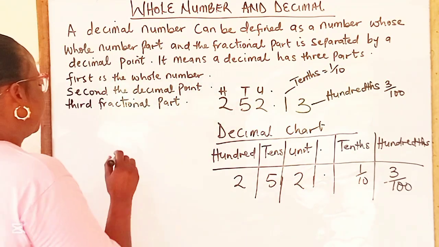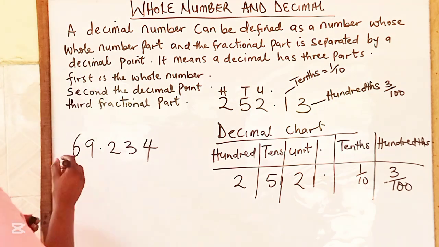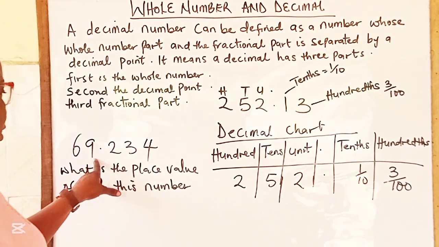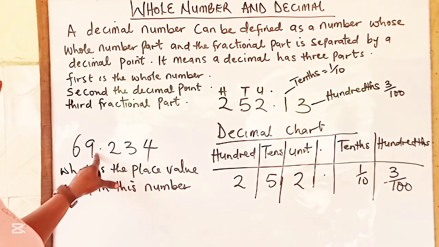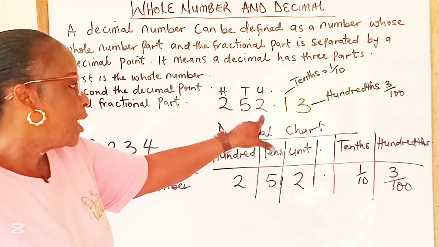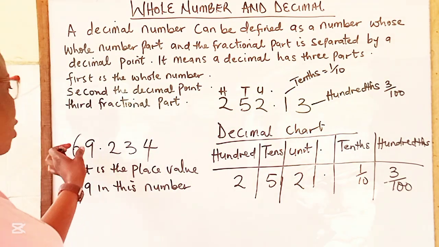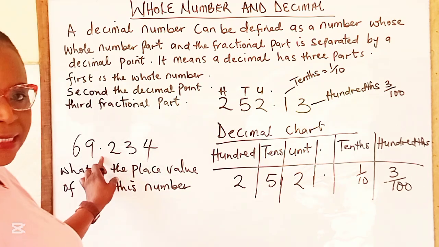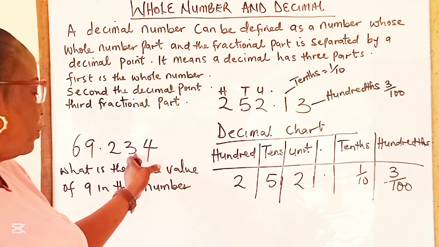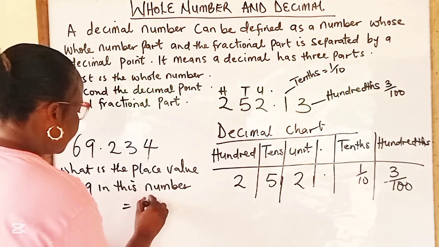Look at this number here. You might be asked, what is the place value of 9 in this number? The place value of 9 is units. The last number is always a unit, the last number from the whole number. Remember I told you this side is our whole number separated by the decimal. Then we have our fractional parts. The place value of 9 is units.